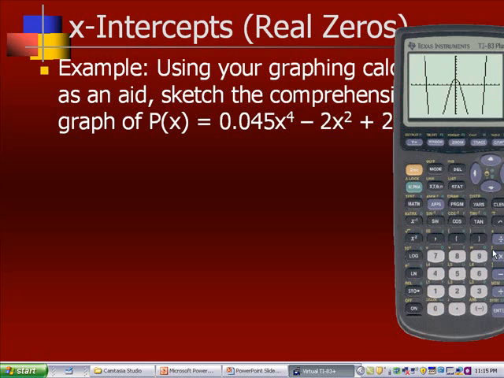Now, is that a comprehensive graph? Well, it almost is. We know the general shape of it, but we don't know how far down the graph goes at those 2 points. So what we can do is go to Window, and we can just change your y minimum. Let's try negative 20. Will that be enough? Works for that side, works for that side. So that could be a comprehensive graph.